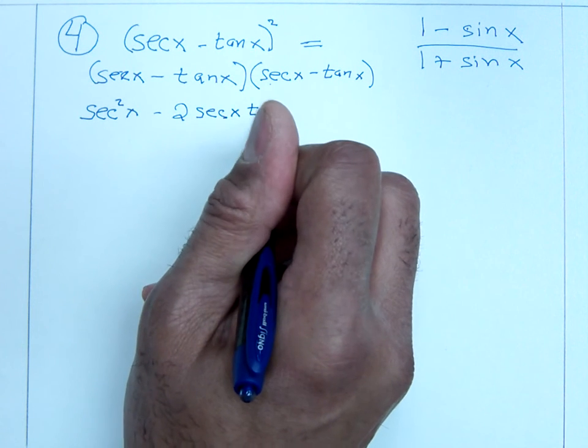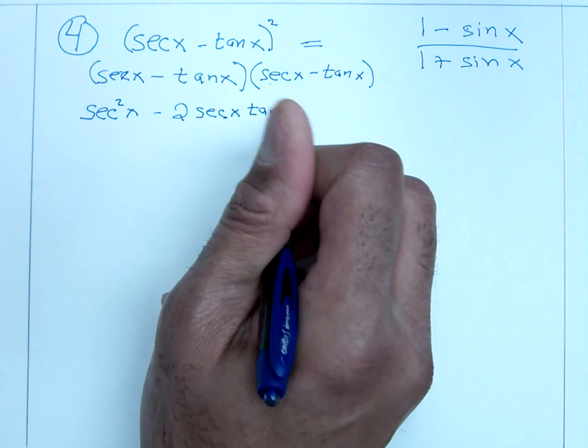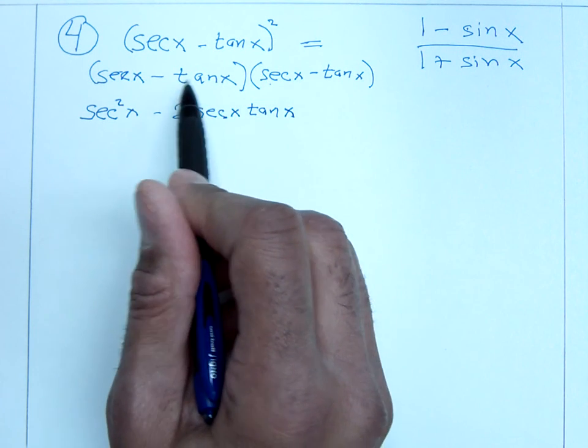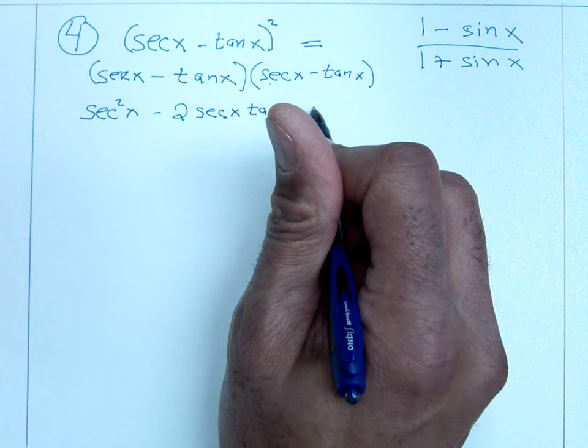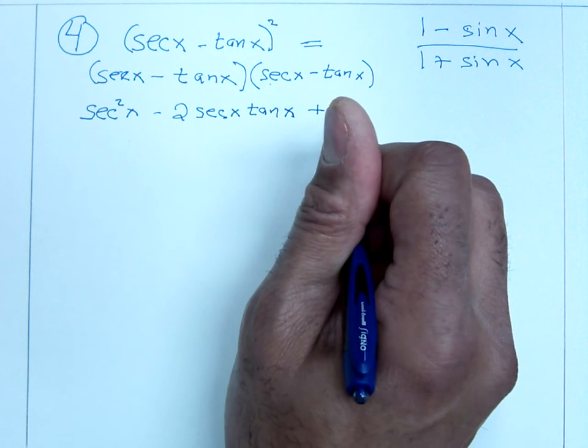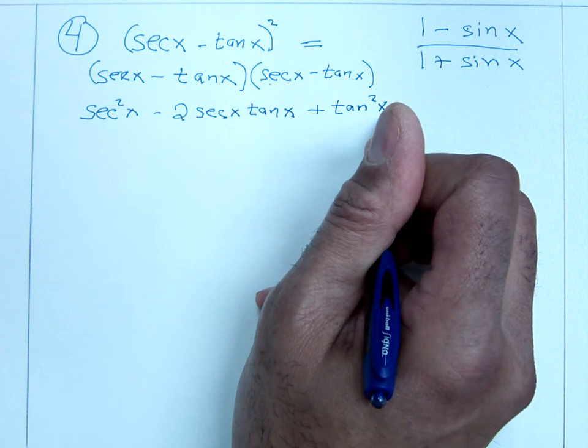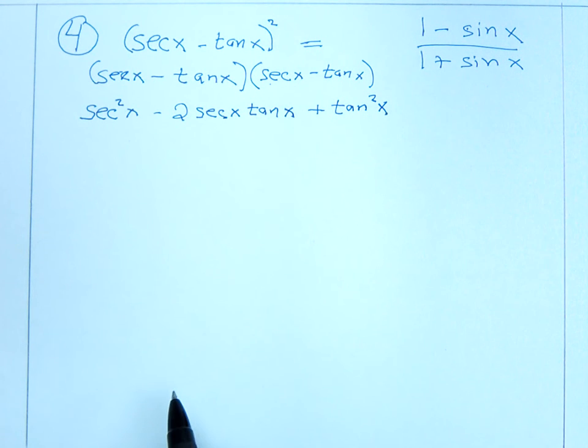I'm not really going to review what it means to distribute right this second, but I will on the board later if you need me to. And then the last times last is positive tangent squared. And right about now I want you to make sure you have your identity sheet handy, because I have a question. Why did you keep secant and tangent together in the middle?